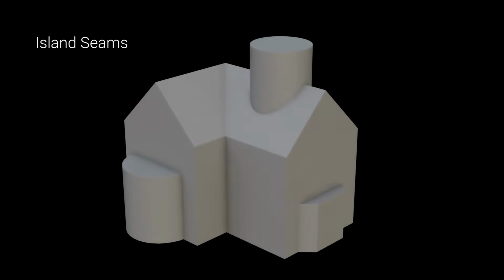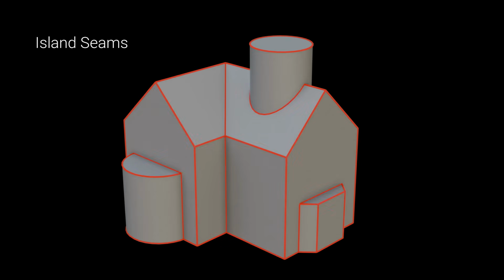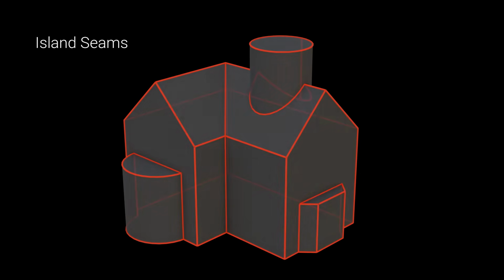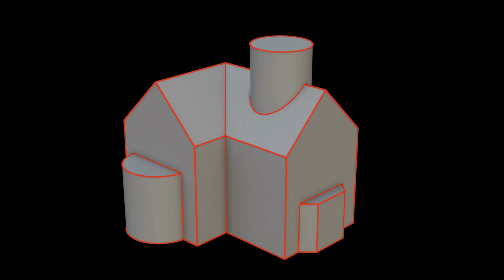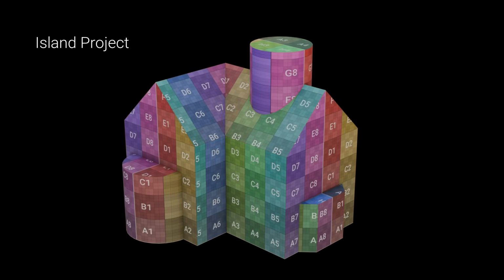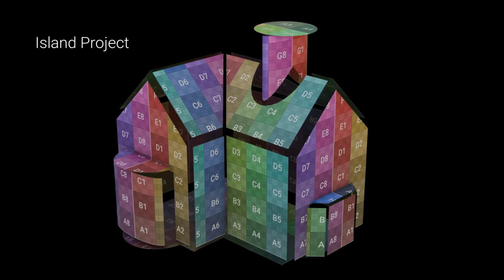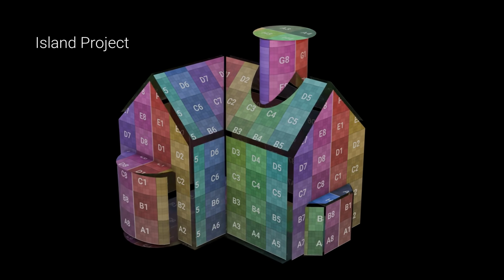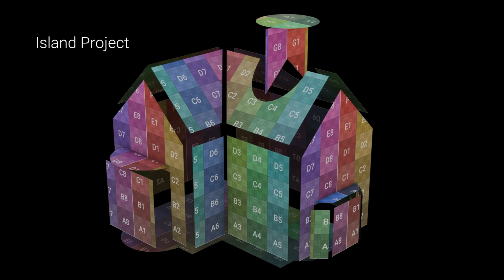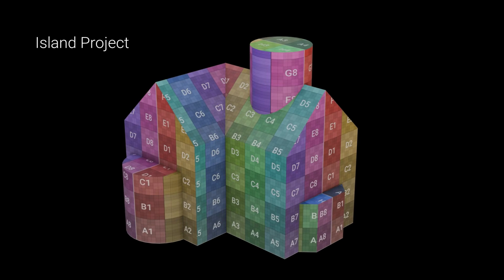Island Project and Island Unwrap first need to define where UV islands are using seam edges. These can be generated automatically and manually specified. I'll talk about this later in the video. Island Project performs a planar UV projection per island. UVs are oriented based on the model's z-axis. This works well for models made of flat surfaces, as there will be stretching if islands are curved.